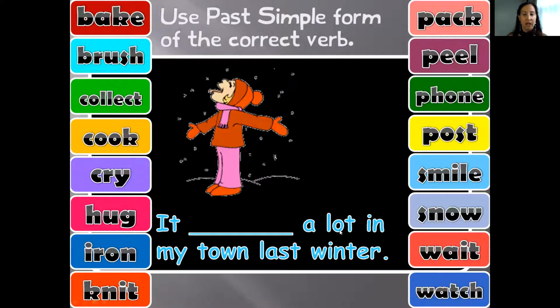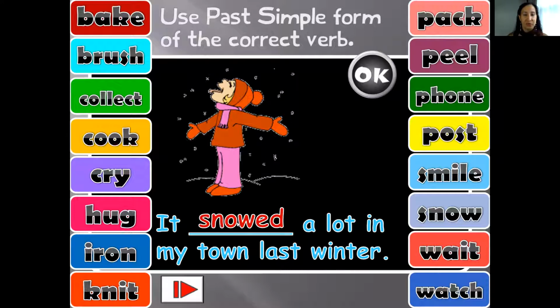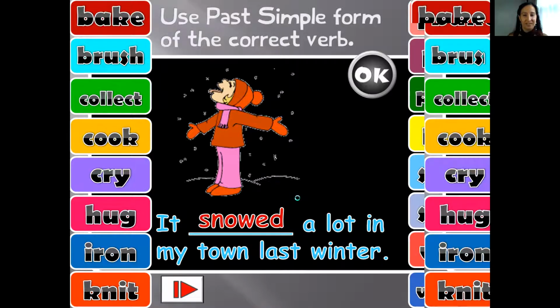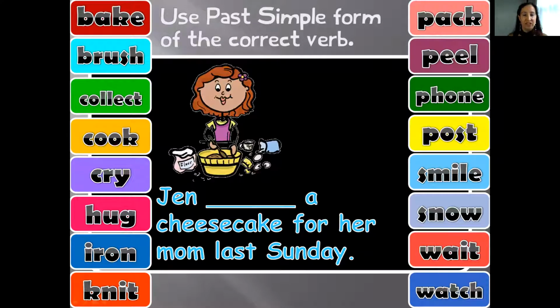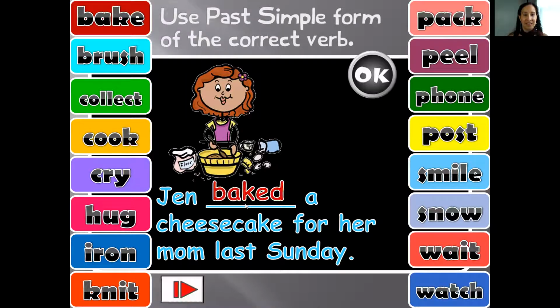It blank a lot in my town last summer. It snow turns into snowed. Let's repeat, snowed. Jen baked a cheesecake for her mom last Sunday. Jen baked turns into baked. Let's repeat, baked.